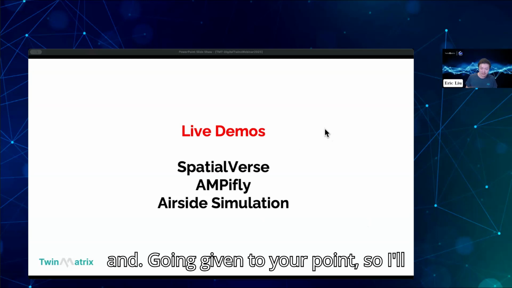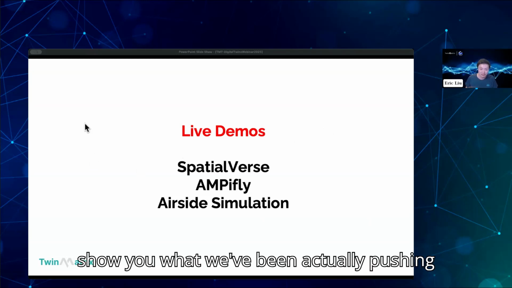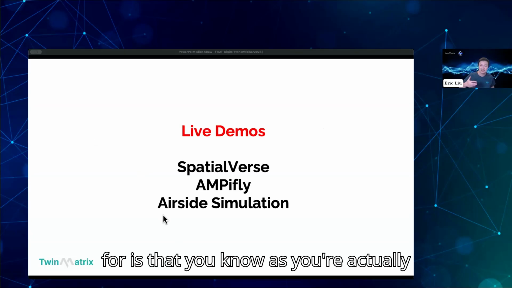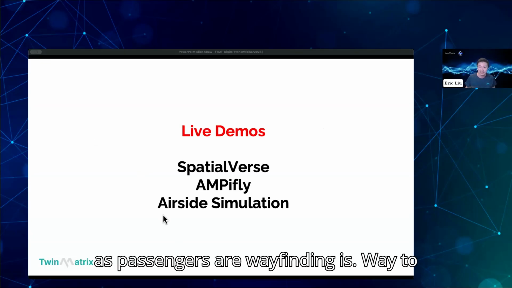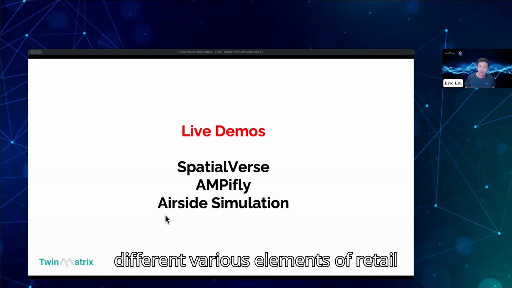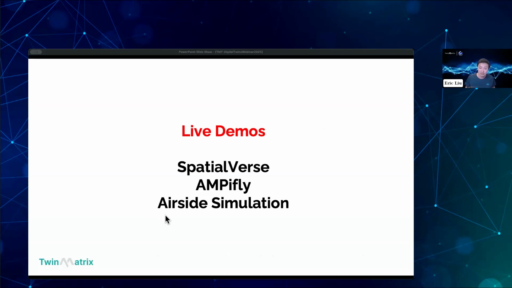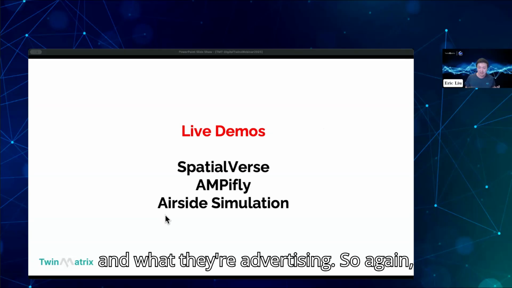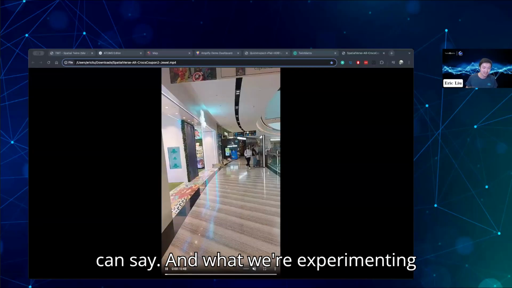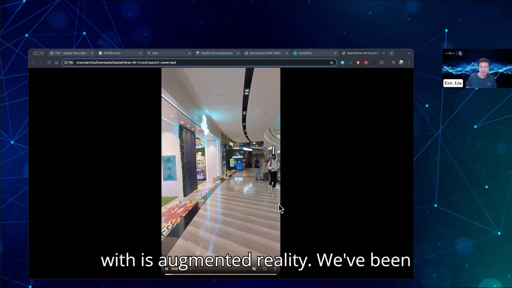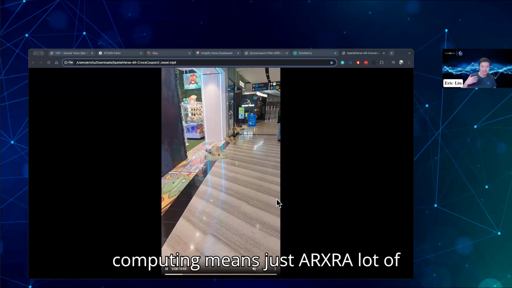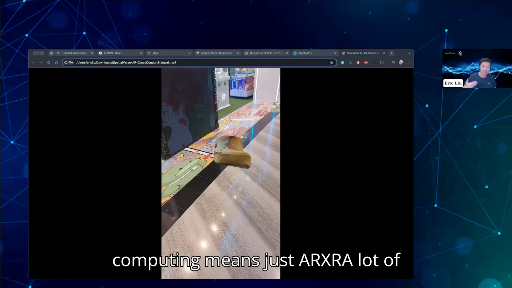And given to your point, I'll show you what we've actually been pushing for: as passengers are wayfinding, is there a way to have them understand the various elements of retail and what they're advertising? Visuals speak louder than what I can say. What we're experimenting with is augmented reality. We've been doing a lot of spatial computing. Spatial computing means AR, XR, a lot of these things.